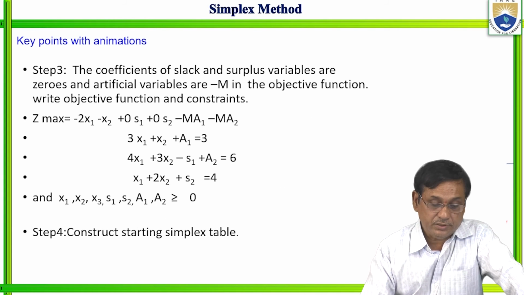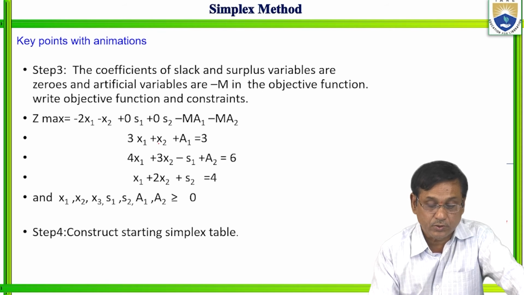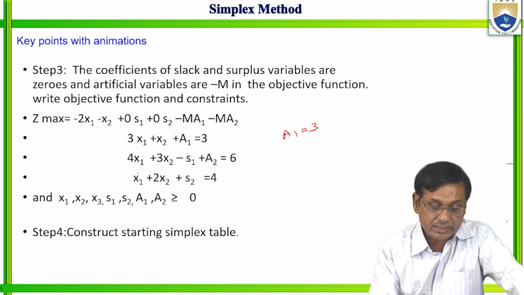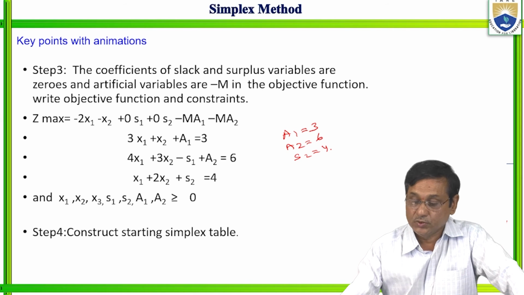So this is the equation. Now construct the starting simplex table. In a starting simplex table, the values of x1, x2 are zeros. So now substitute the values of x1, x2. When x1 is equal to 0, x2 is equal to 0, you are getting a1 is equal to 3. When x1, x2, s1 are zeros, you are getting a2 is equal to 6, and when x1, x2 are zeros, we are getting s2 is equal to 4. Enter these values in the table.